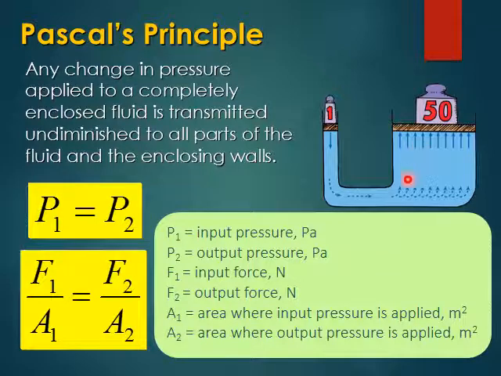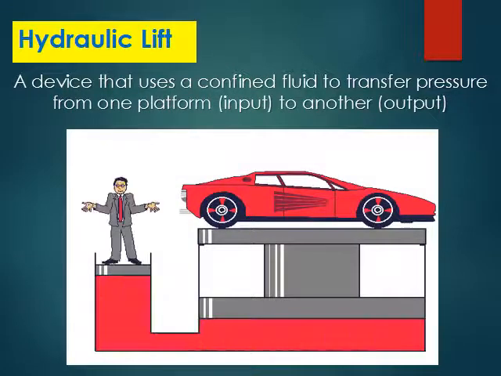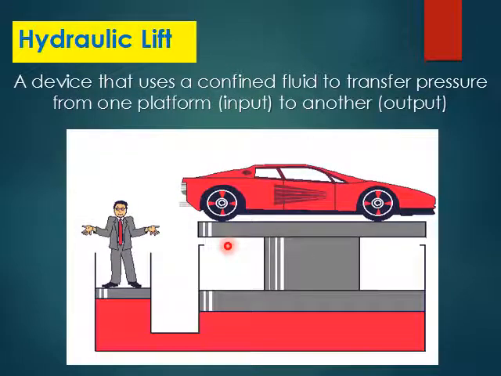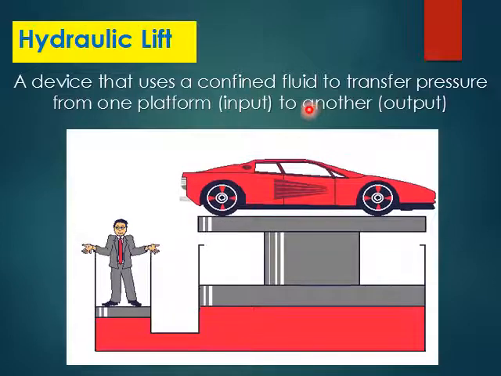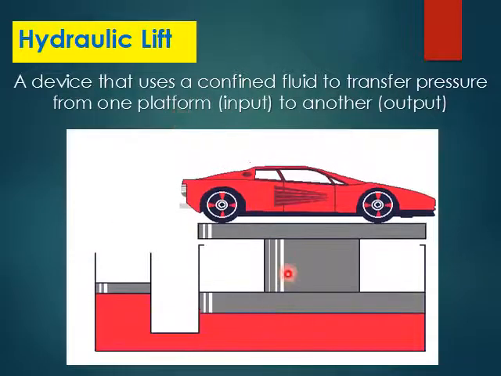This is the principle used in hydraulic lifts. P1 here is the input pressure, P2 is the output pressure, F1 is the input force, F2 is the output force. Area 1 or A1 is the area where the input pressure is applied, and A sub 2 is the area where the output pressure is applied. That is the principle of the hydraulic lift. This is a device that uses a confined fluid to transfer fluid pressure from one platform, the input, to another, which is the output.